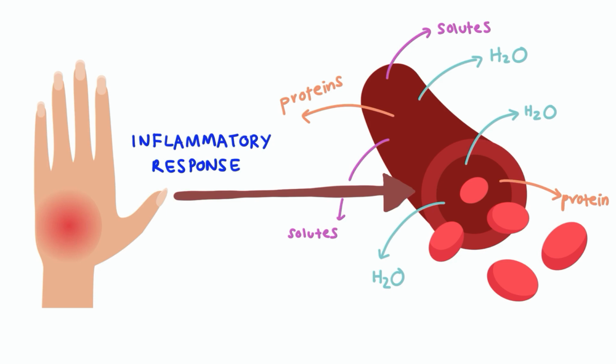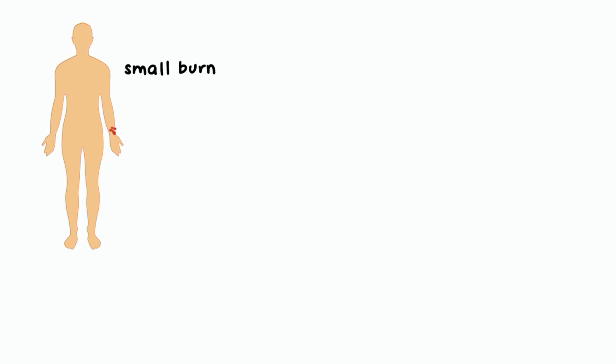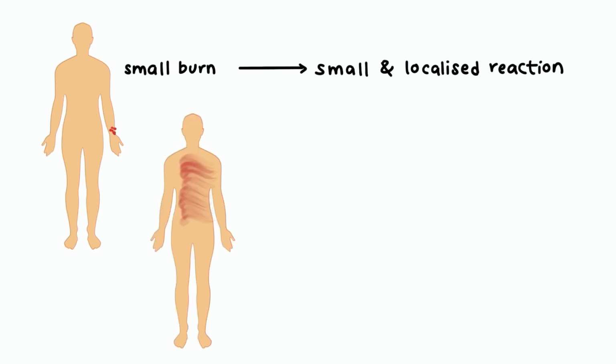So that means if it's a small burn, this reaction will be small and localized. As the burn size approaches 15% of total body surface area, this loss of intravascular fluid will reach a level where it's powerful enough to cause circulatory shock.